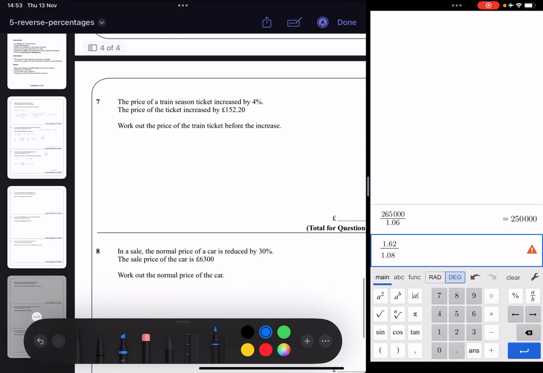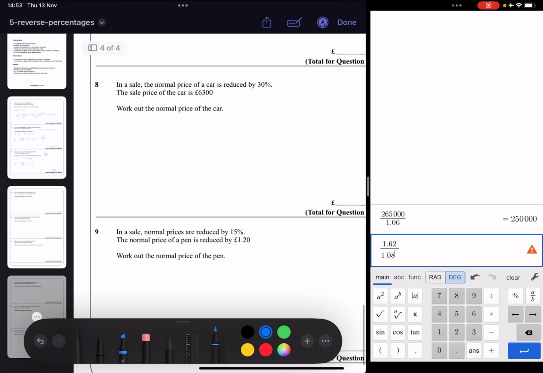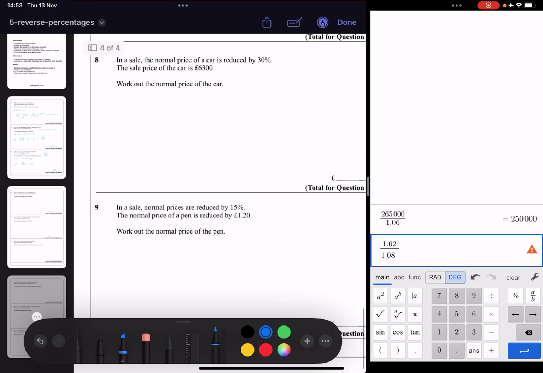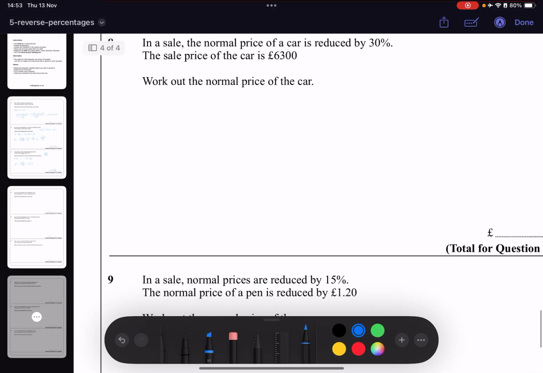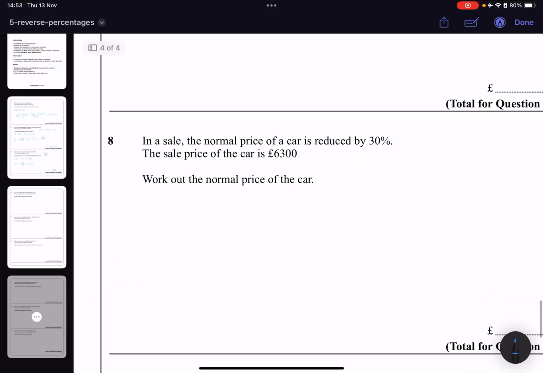Going to skip ahead because the questions in this tend to get more difficult as we go through. So I'm going to look at something which is a bit more difficult. We'll just do these last ones. So in a sale, the normal price of a car is reduced by 30%. The sale price of the car is £6,300. Okay, now if the price has lost 30%, well, that means that this price, 6,300, having lost 30%, is equal to 70% of the original price P.